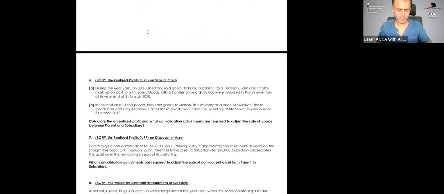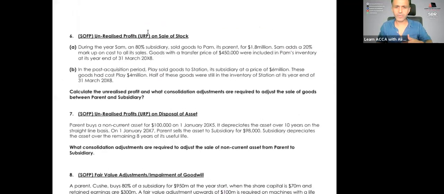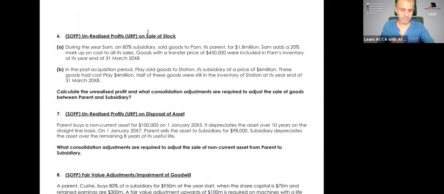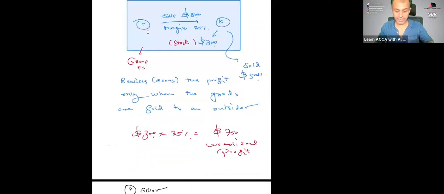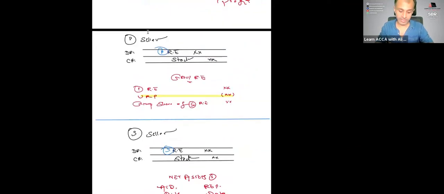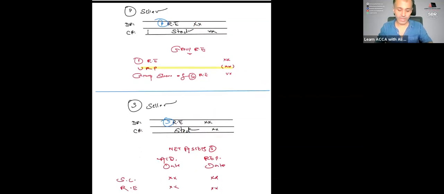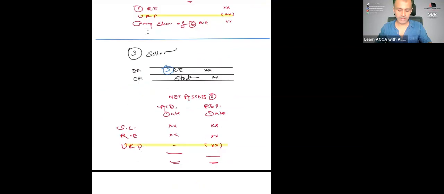On this, we have one question to work. Let's do it before we move a little further. Calculate the unrealized profit. Oh, by the way, I was forgetting one thing. We haven't discussed where to credit the stock. Now, we have talked about debiting the reserves, but where the credit of the stock will go in, I guess it's too easy.